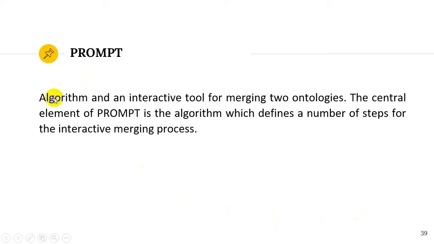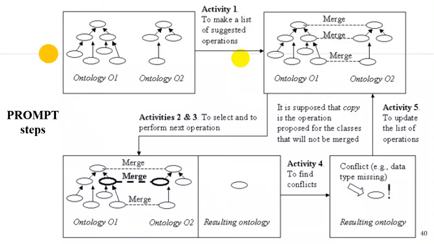So PROMPT is an algorithm and interactive tool for merging two ontologies. The central element of PROMPT is the algorithm which defines the number of steps for the interactive merging process. The steps of the PROMPT algorithm are the following. The first activity is to make a list of suggested operations. Here we identify merge candidates based on class name similarities. The result is presented to the user as a list of potential merge operations.